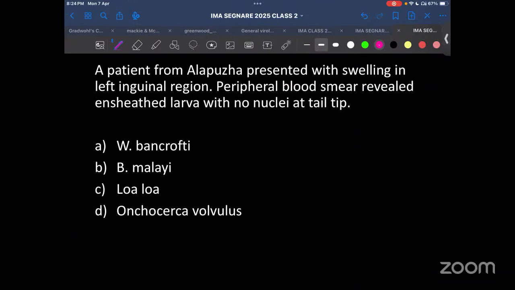A patient from Alappuzha presented with swelling in the left inguinal region. Peripheral blood smear revealed N-shaped larva with no nuclei at the tail tip. See, where is he coming from? He is coming from Alappuzha. Alappuzha is endemic for what? Alappuzha is endemic for lymphatic filariasis.